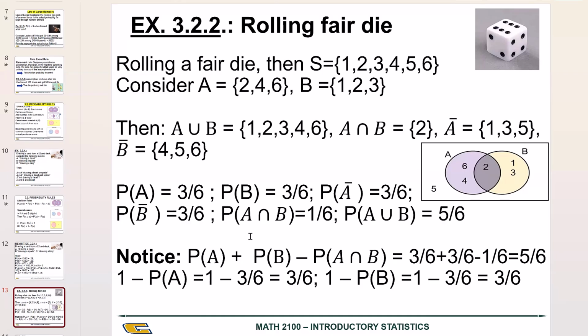A complement, which is whatever is not A, so we have 1, 3, 5. You can also get B complement. In the same way, you can also calculate all these probabilities: P(A), P(B), P(A bar), which is the complement of A.